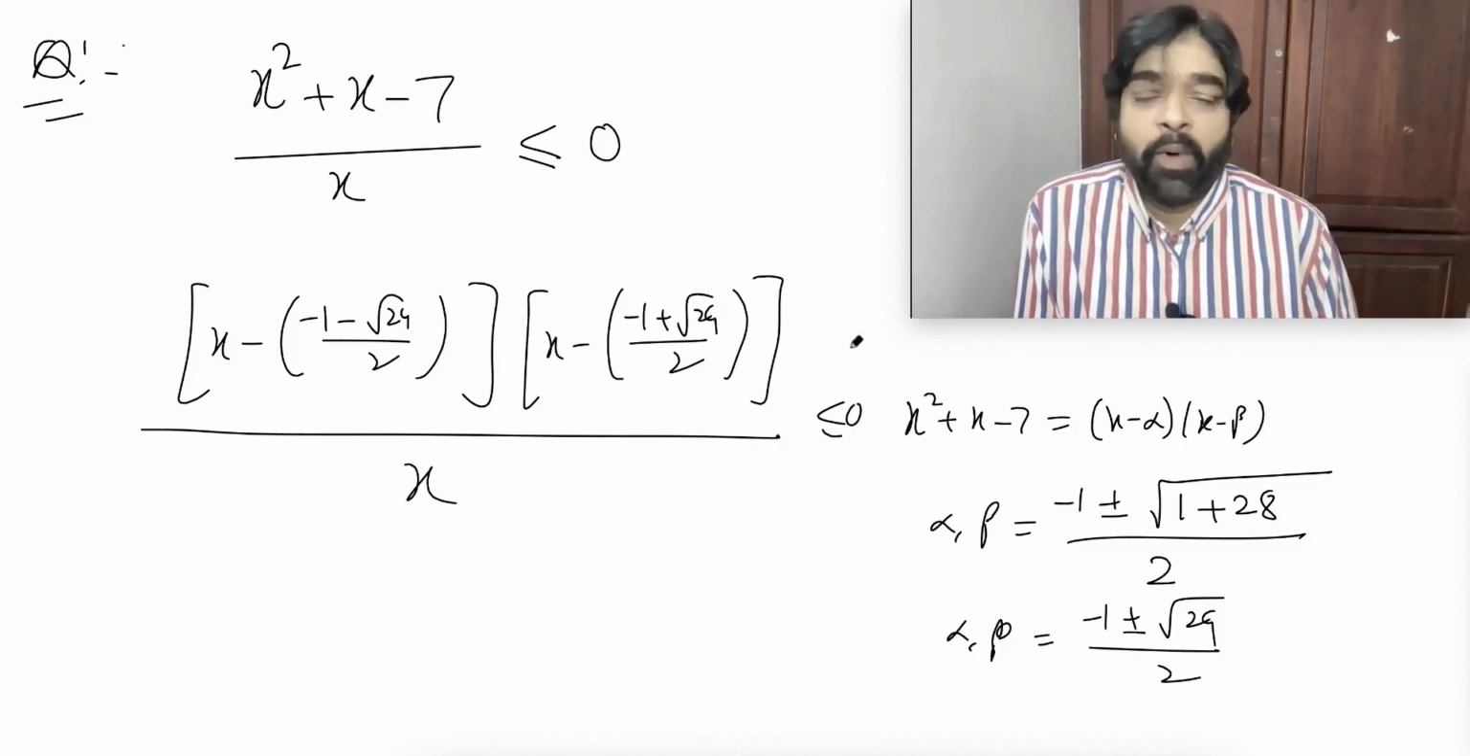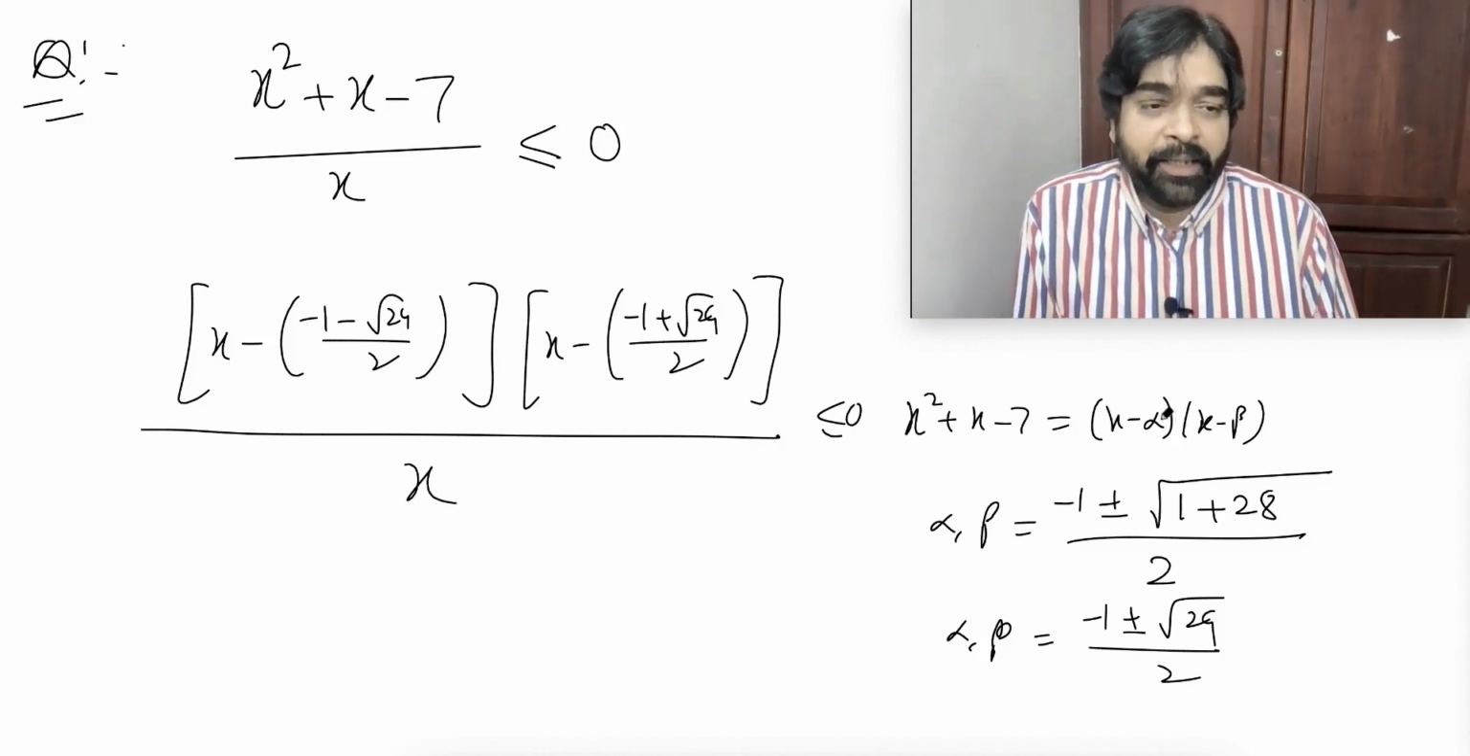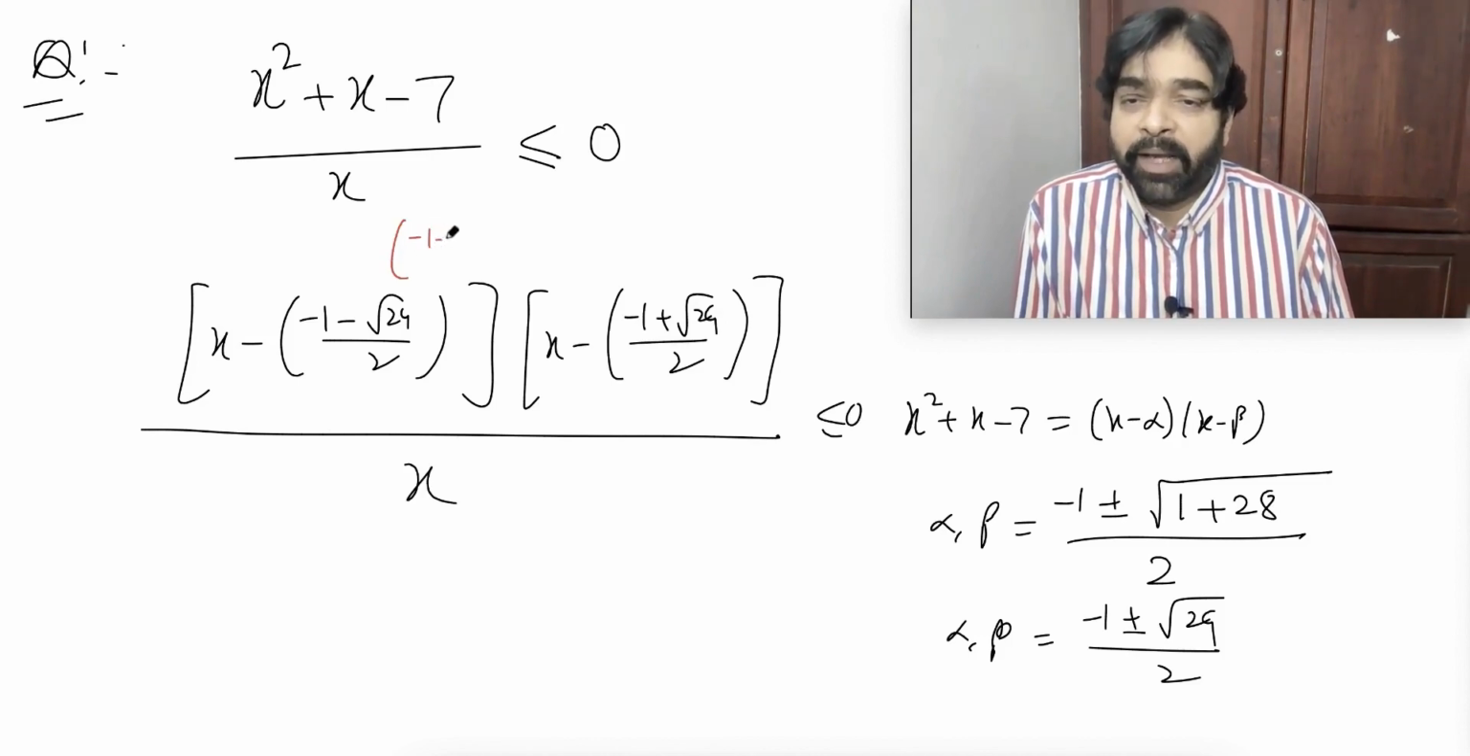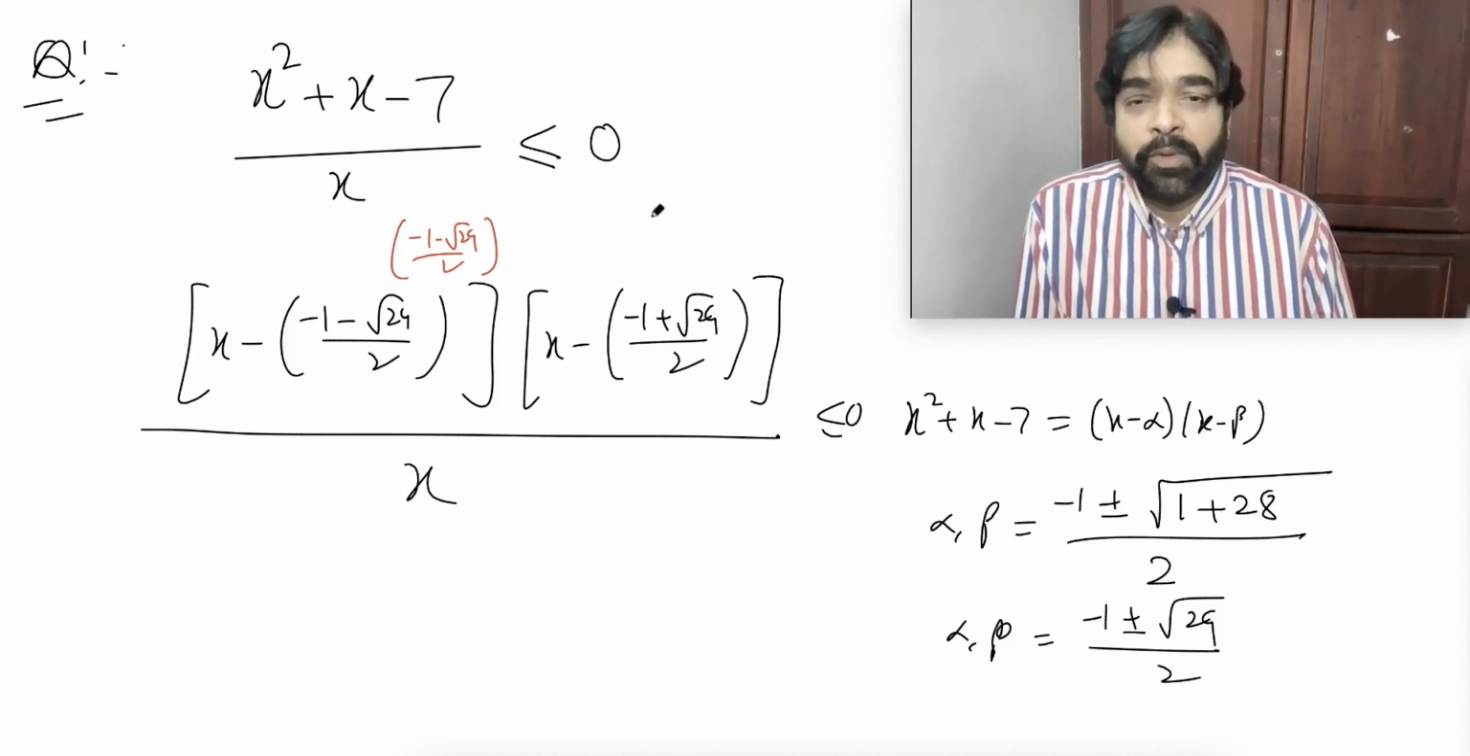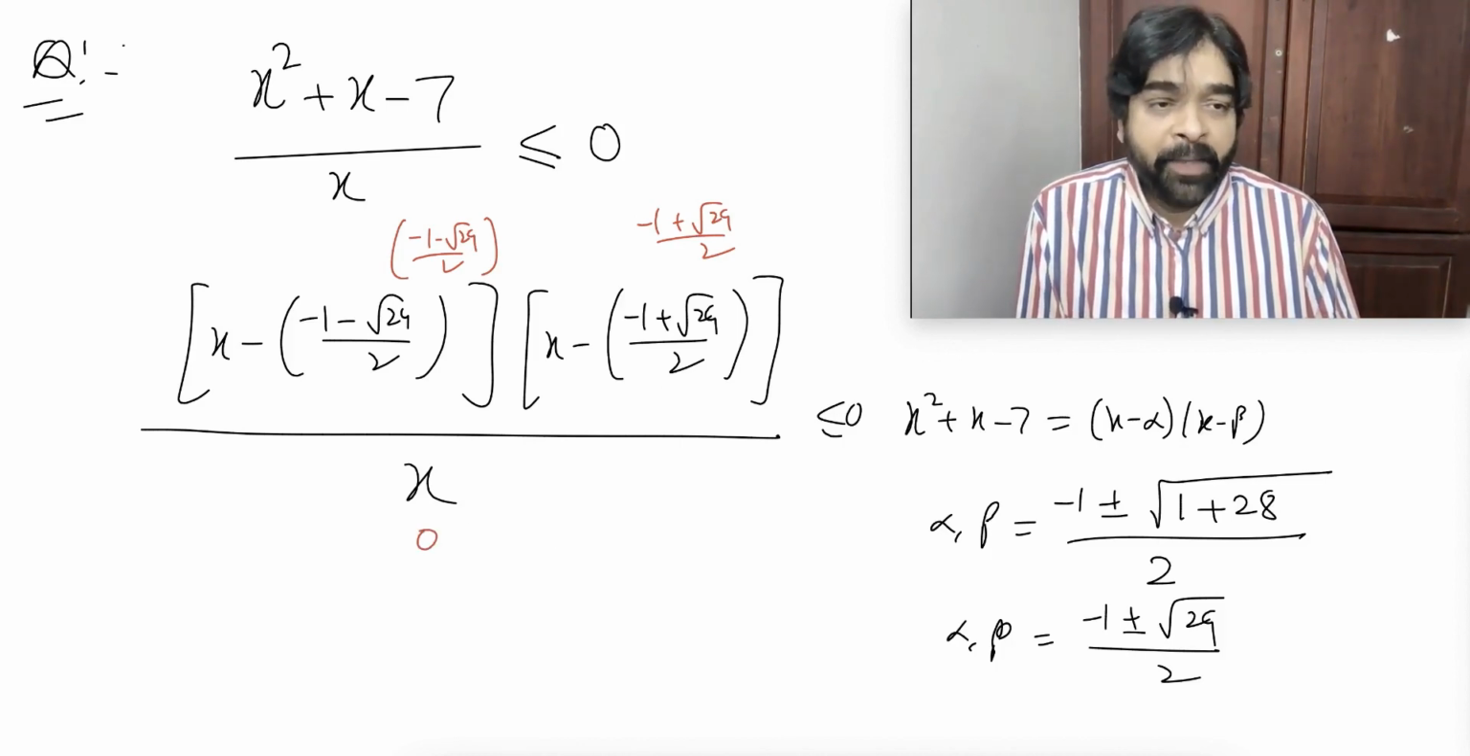If I ask what is the critical point after this bracket, you will say minus 1 minus root 29 by 2. What is the critical point of this one? You will say minus 1 plus root 29 by 2. What is the critical point of this? That is 0. Am I right or not?